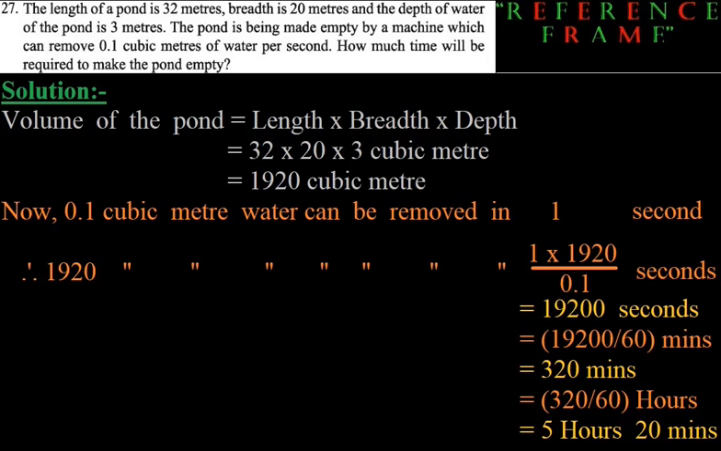So here we get the time in all 3 units. In seconds, 19,200. In minutes, 320. And in hours, 5 hours, 20 minutes. Okay, now we'll move on to the next problem, inshallah.